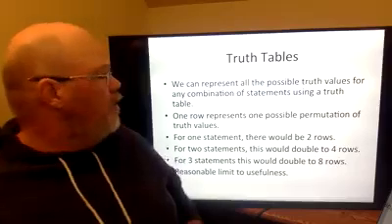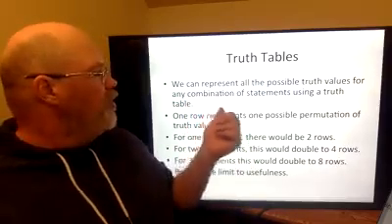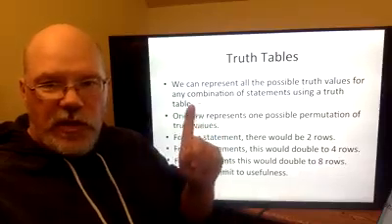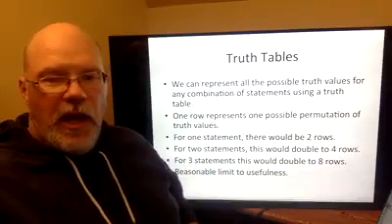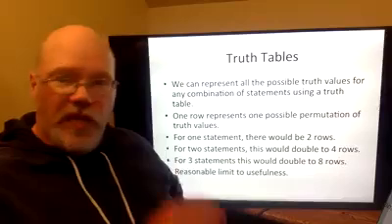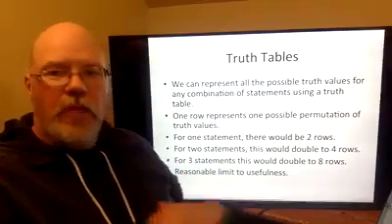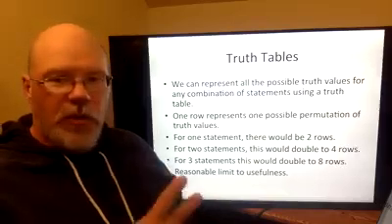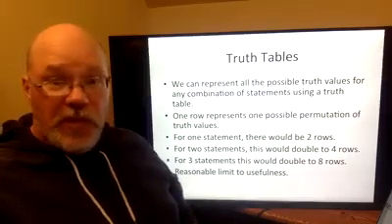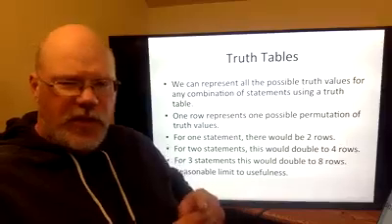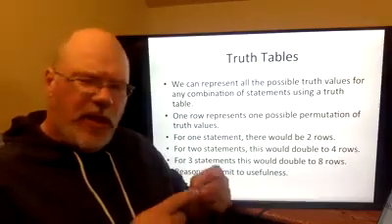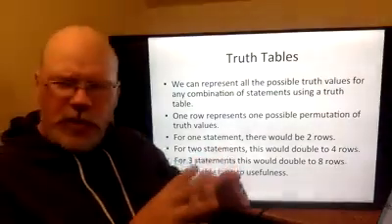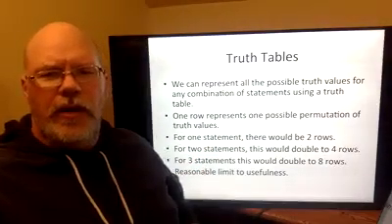So we're going to represent all the possible truth values for every combination of statements. So if you have a single statement, that can either be true or false. If every row represents one possible permutation, then for a single statement, there'd have to be 2 rows. If you have 2 statements, that doubles, right? Because one is true and one is false, and the other is true or false. But then you have both true and both false, and one true. So you end up with 4 in total.